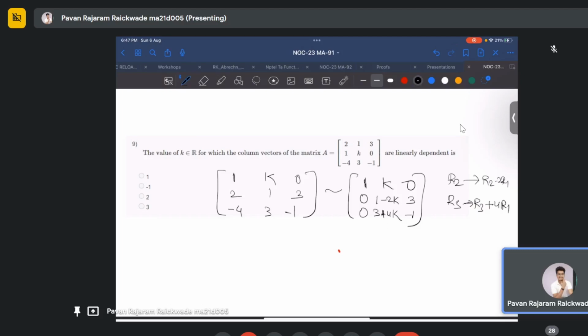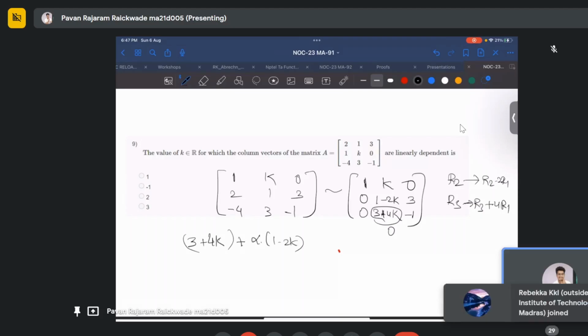This is interesting. Now I have to do some row operations in order to make this entry 0. Can anyone tell me what I should multiply? What I want is, I have to make some changes. 3 plus 4k, multiplied by some alpha times 1 minus 2k, should be 0.